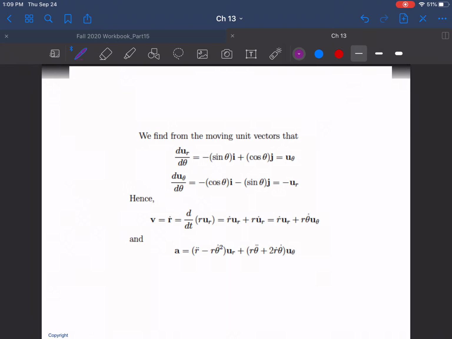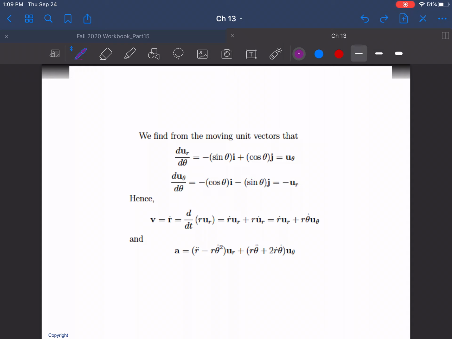First thing we want to do is find what are the derivatives of these moving vectors. And so we have du_r d theta, which is just going to be the derivative of the vector we saw on the previous page, which was cosine in the i direction, which we take the derivative and get negative sine. And it was sine in the j direction, so we took the derivative and get cosine. And then the same thing here for du theta d theta. We had negative sine, which became negative cosine, and we had cosine, which became negative sine.